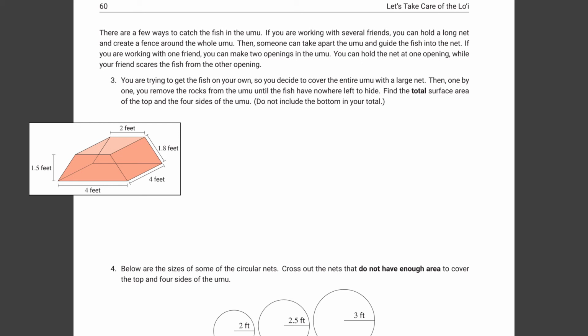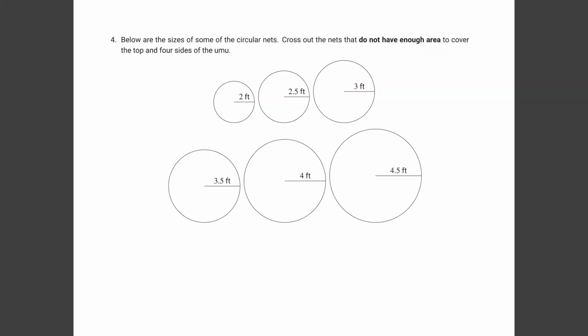Okie dokie, welcome back. So to calculate the exposed surfaces of the umu, we need to calculate the areas of the top rectangle, the 2 slanted rectangles on the sides, and the 2 trapezoids in the front and in the back of the umu. We conclude this activity by looking at part 4.